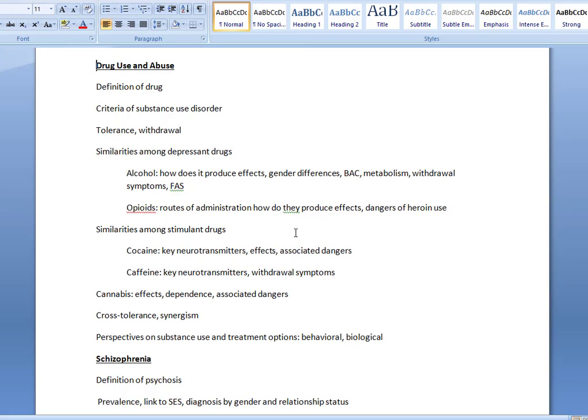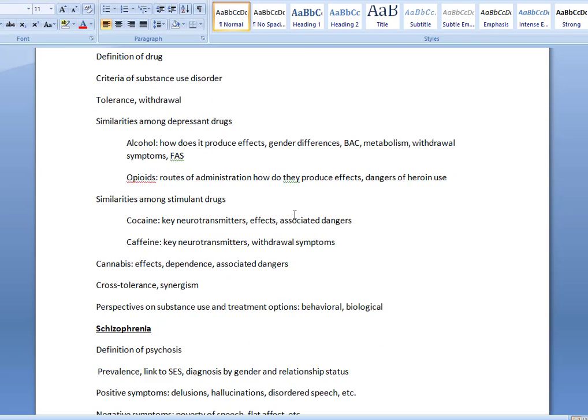For example, if you've been taking a drug that gives you energy, then you'll feel very tired as part of the withdrawal symptoms. Now, we talked primarily about two classes of drugs, depressant drugs and stimulant drugs. Depressant drugs work by slowing down the central nervous system, slowing down the firing of the neurons, whereas stimulant drugs work by increasing the firing of the neurons, speeding up the central nervous system.